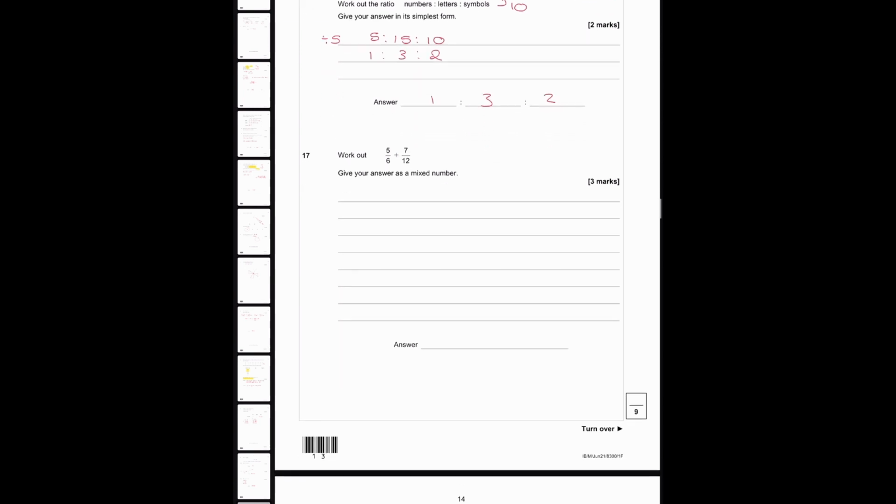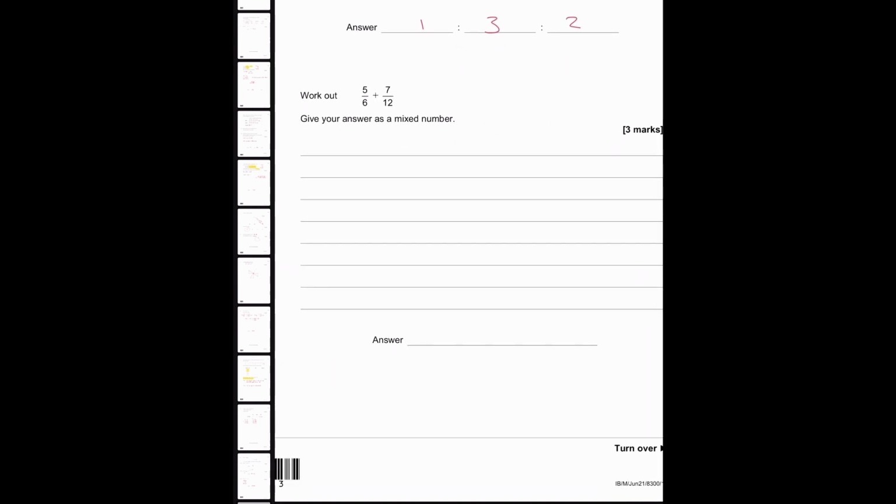Question 17 has given us a fraction calculation. We have 5 over 6 plus 7 over 12. We may be tempted to add the numerators together straight away, but we can't do this since the denominators are not the same. First, we need to make them the same.